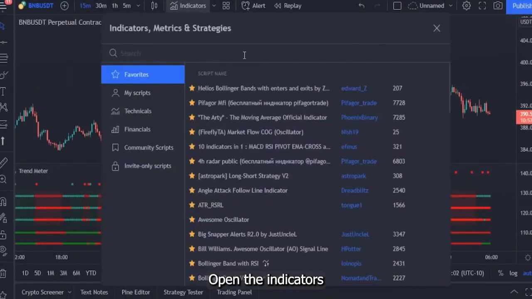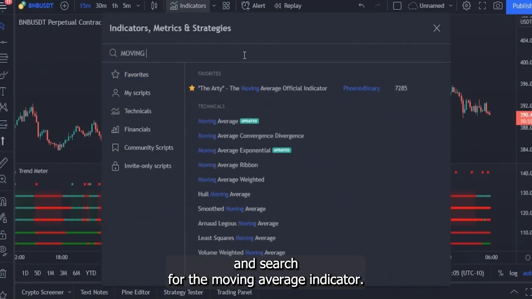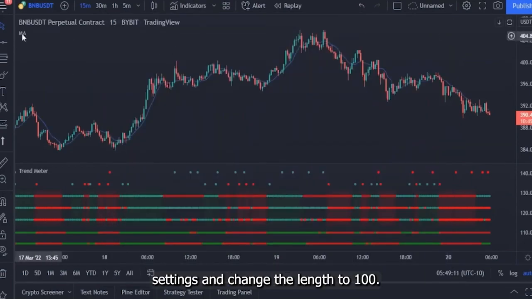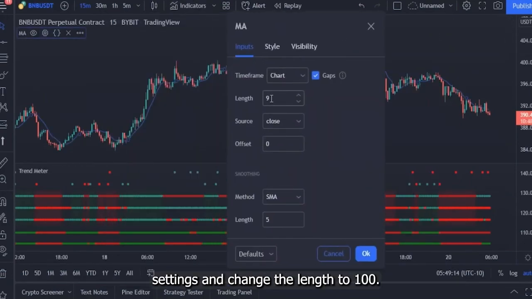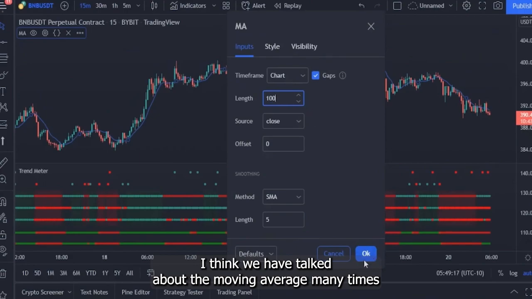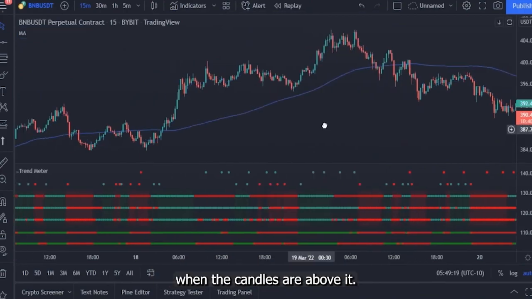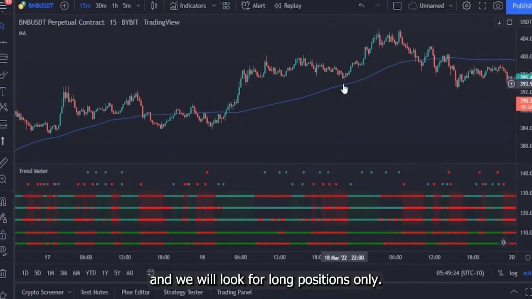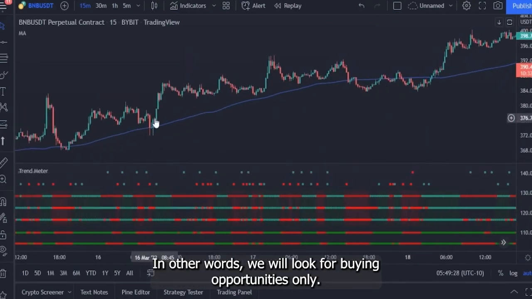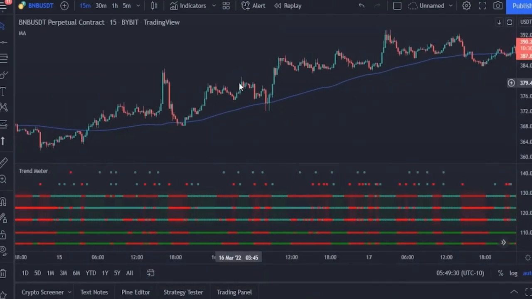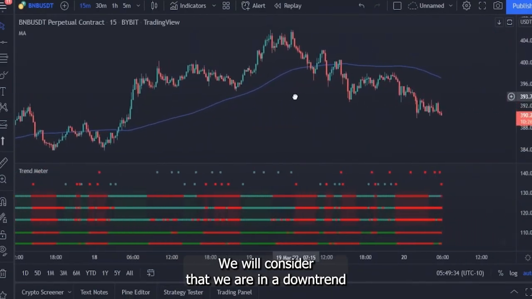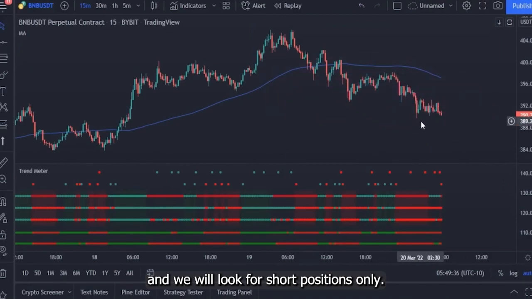Open the indicators and search for the moving average indicator. After applying it to the chart, open the indicator settings and change the length to 100. I think we have talked about the moving average many times. When the candles are above it, we will consider that we are in an uptrend and we will look for long positions only. In other words, we will look for buying opportunities only. As for when the candles are below it, we will consider that we are in a downtrend and we will look for short positions only.